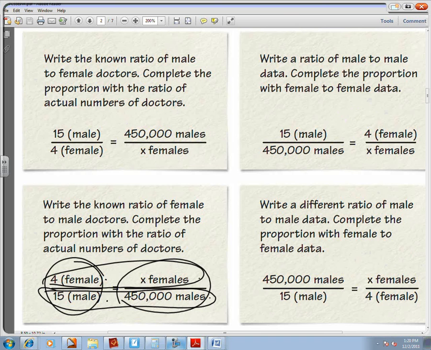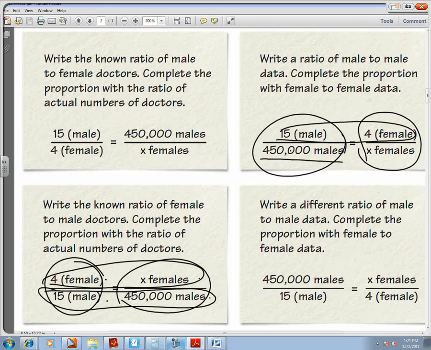Okay, let's go over here to the right side. We have small amount of males to large amount of males, small amount of females to large amount of females. So again, we have male to male, female to female, where we notice the original ratio, that 15 to 4 and 450,000 to X. And then at the bottom here in the bottom right, we have large amount of male over small amount of male, large amount of female over small amount of female.